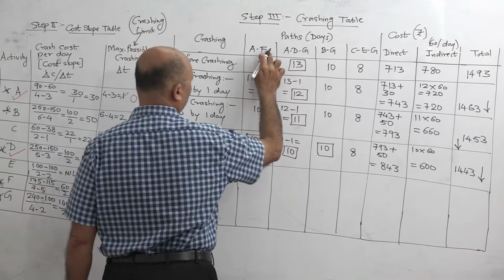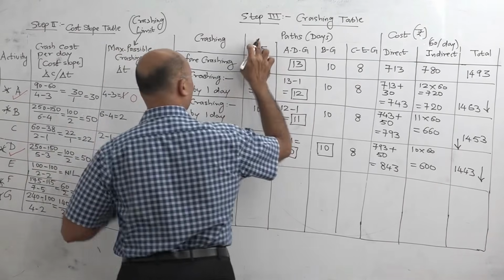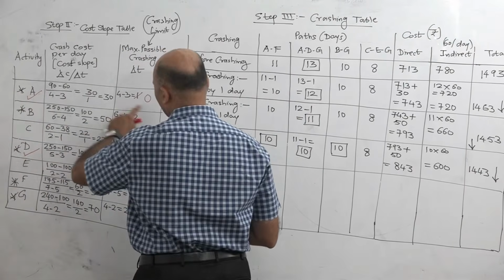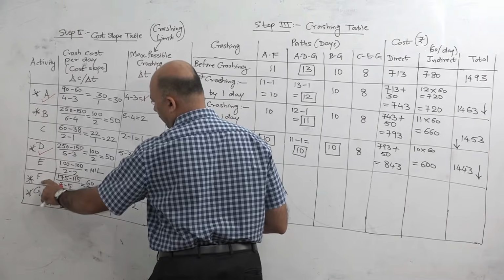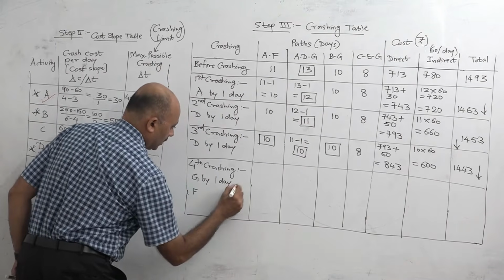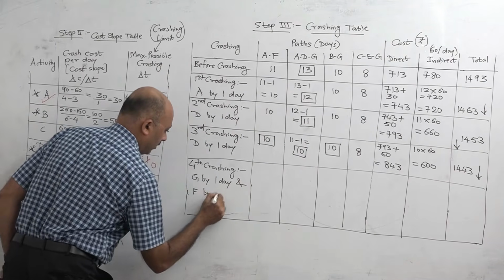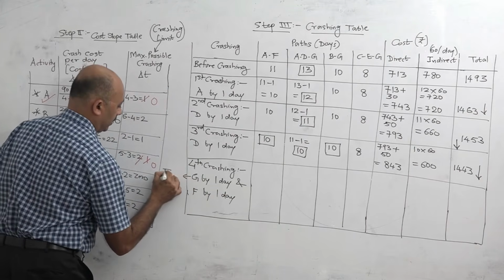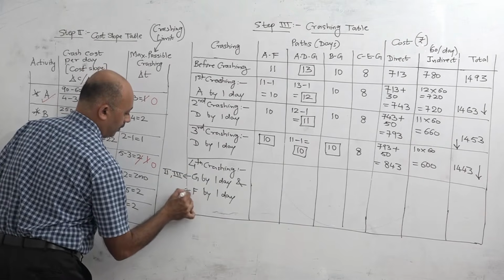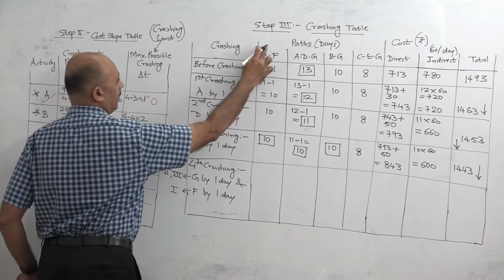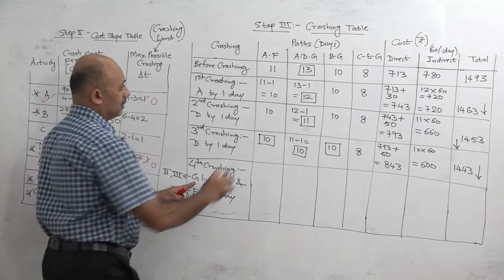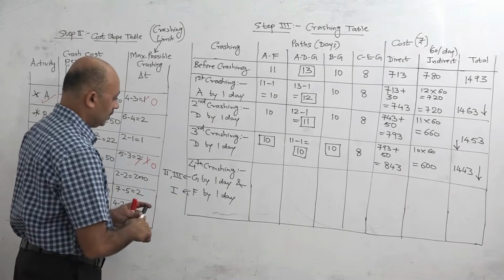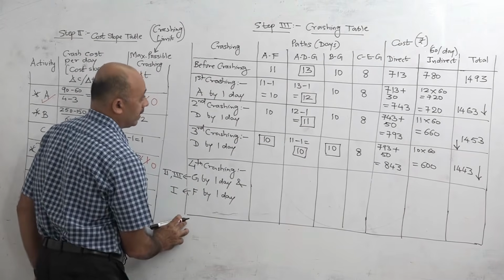But in path number 1, G is not there. So path number 1, only 2 activities are there, A and F. But A is already over, so we have to crash now F. So G by 1 day and F by 1 day. This G is for 2nd and 3rd path and F is for 1st path, that is AF. Okay, so when you reduce G, the 2nd and 3rd path will reduce simultaneously. So now the crashing is G by 1 day and F by 1 day.